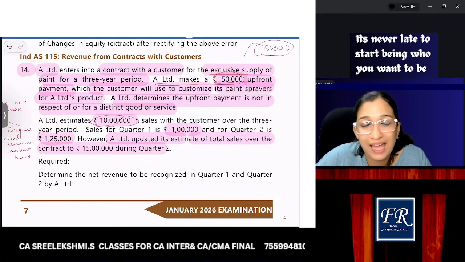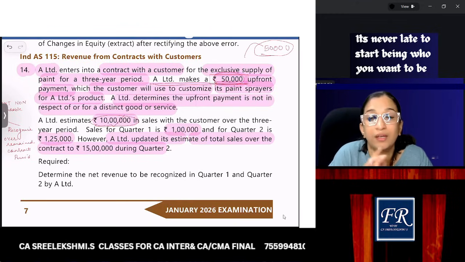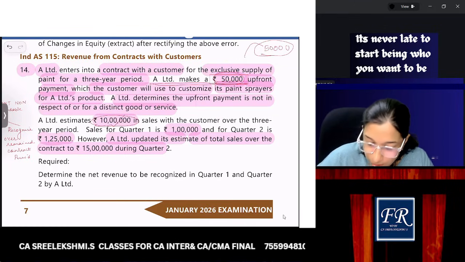Already I have given an upfront fee of 50,000. So what should you do? It should be spread over the remaining contract period. So what should we do?